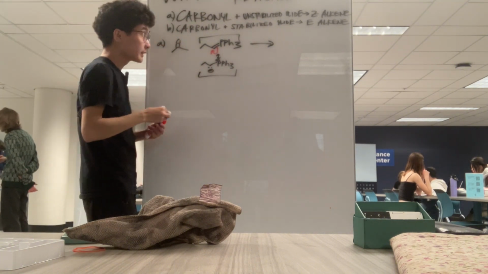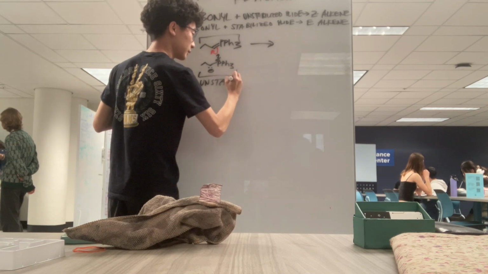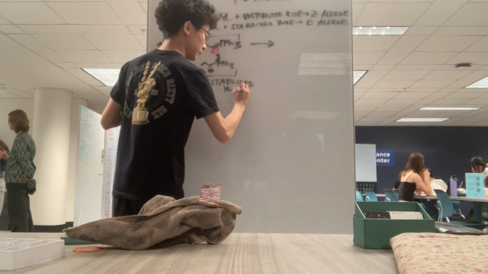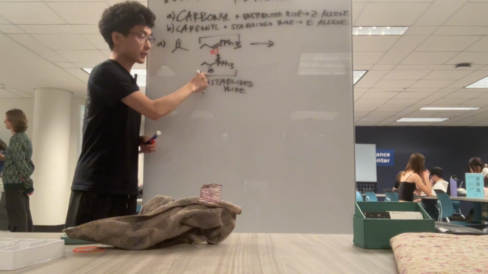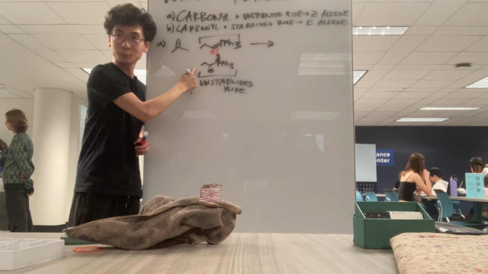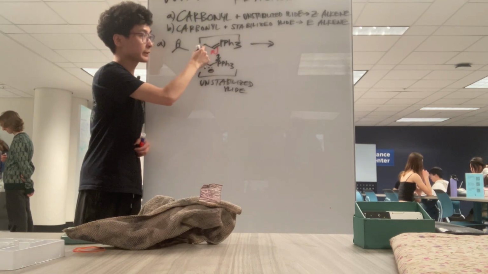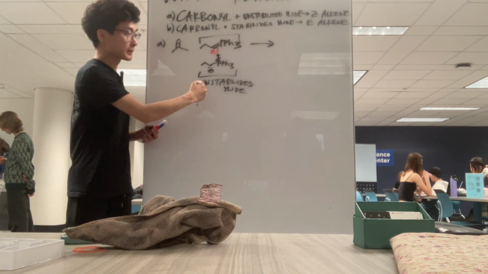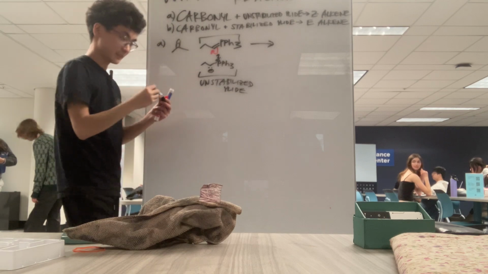This right here is an unstabilized ylid. Right? Because this negative charge here cannot do resonance with the rest of the molecule. This is an sp3 roadblock, so we can't do resonance right there. And because this is an unstabilized ylid reacting with the carbonyl, we're going to form a Z alkene.